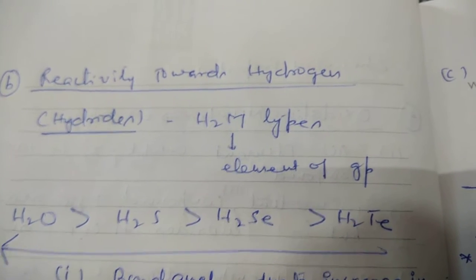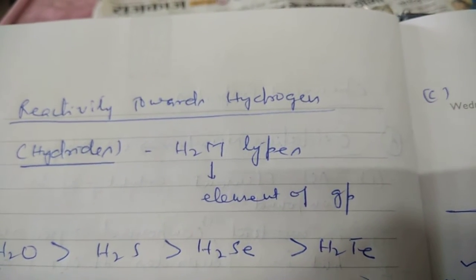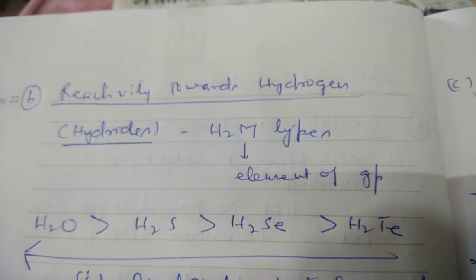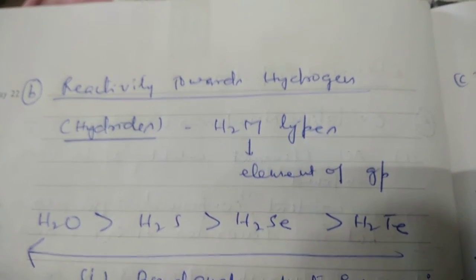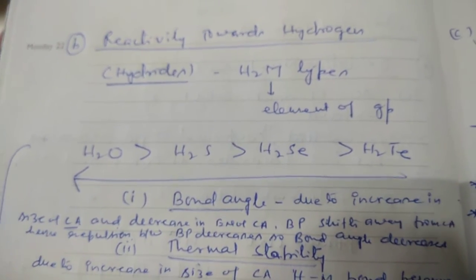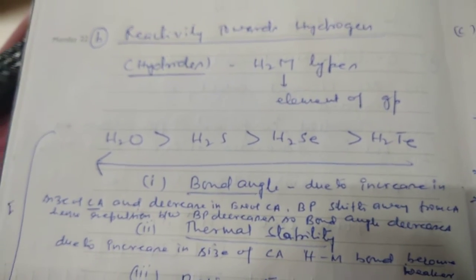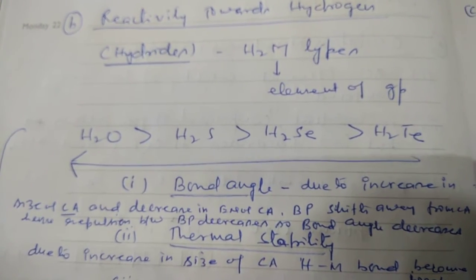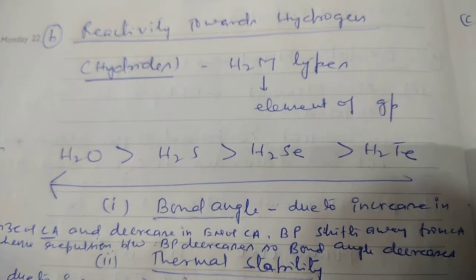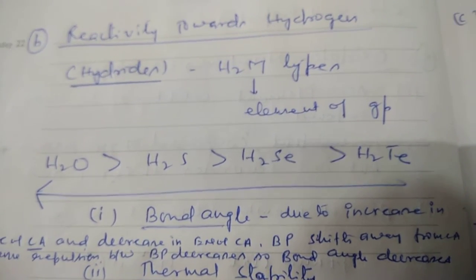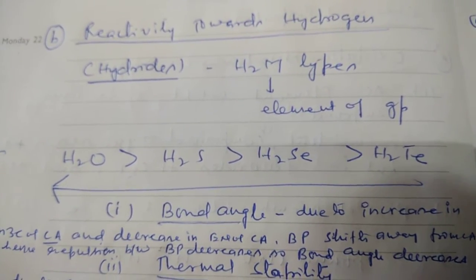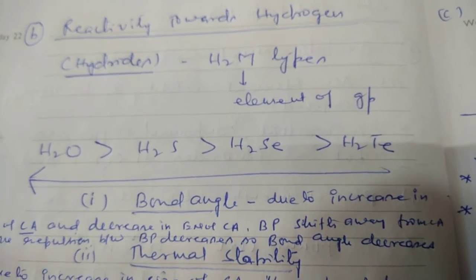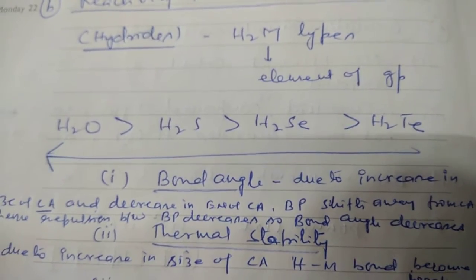Class 16 group elements form H2M type of hydride, where M is the element of group 16 like oxygen, sulfur, selenium, tellurium and polonium. A total of 8 properties are described here, which will cover all the questions asked in the board examination. The very first properties follow the decreasing order, like H2O, H2S, H2Se, H2Te. So H2O is having the maximum of these properties, while H2Te is having the minimum.